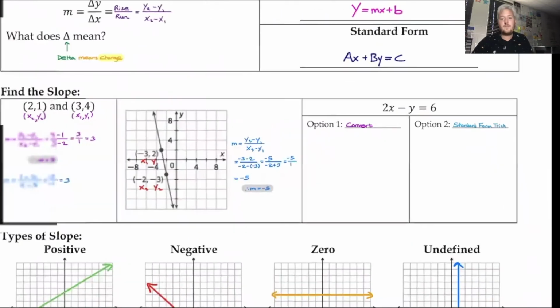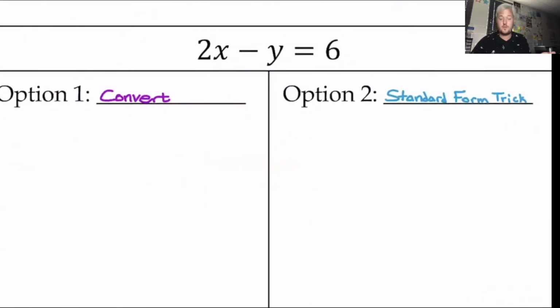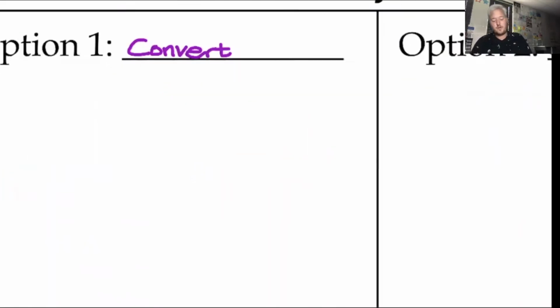All right, so now if I'm given an equation and I want to find the slope, there are 2 different methods that you can do. Option 1 is you can convert. This is the more traditional way. Option 2 is there's a standard form trick that you can use. I'm going to start with converting. I want to convert to slope-intercept form. So I want my equation to be y equals mx plus b.